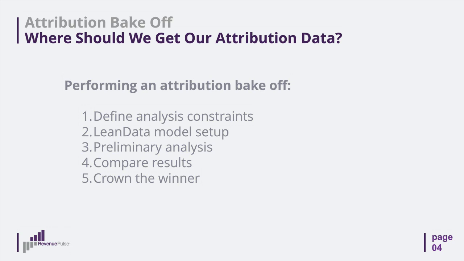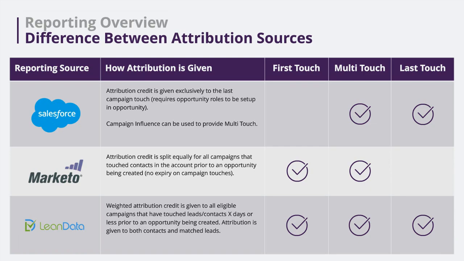So now we're going to look at some of the differences that come up during this comparison. Here's just a quick overview of our 3 different reporting sources: Salesforce, Marketo, and LeanData. In Salesforce, attribution credit is typically given exclusively to the last campaign touch. This is what most organizations do, in all CRMs, they look to give 100% of the last touch credit to the last campaign touch.